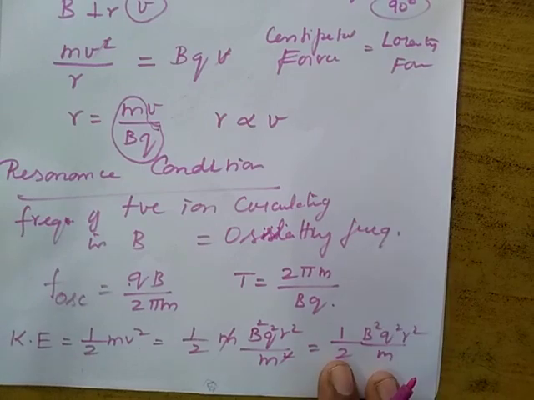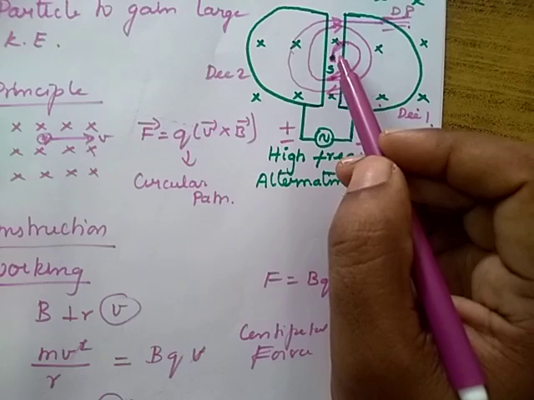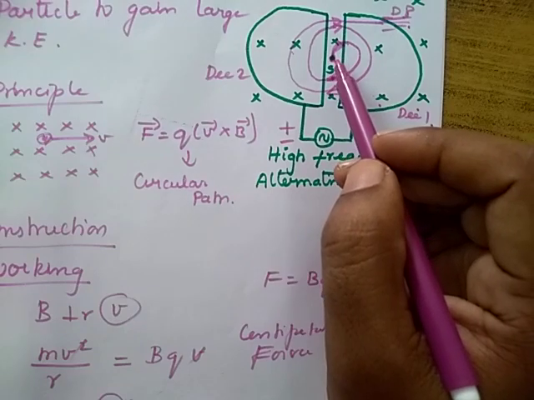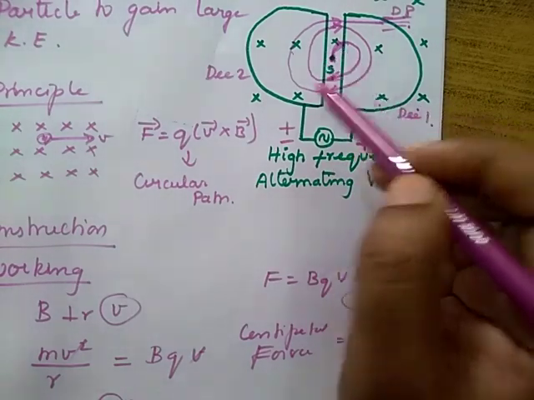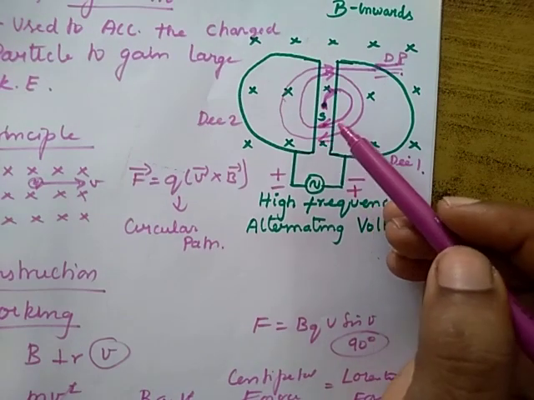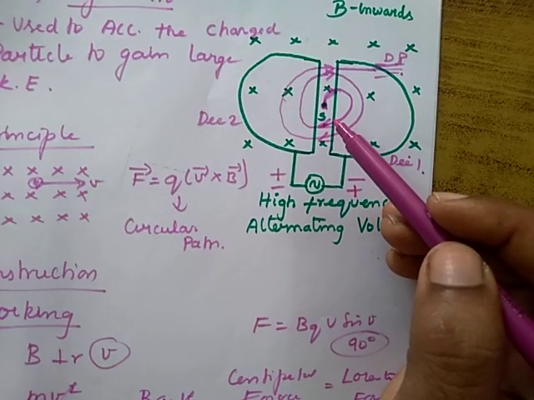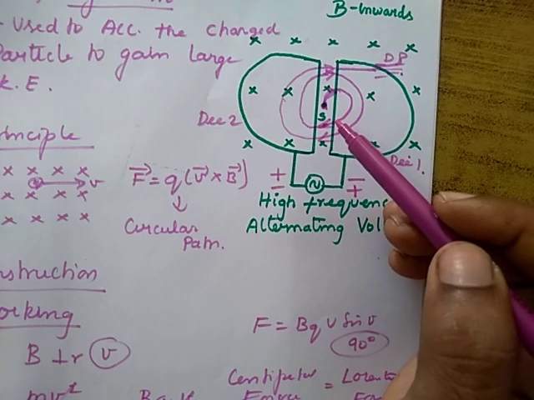Here some limitations are there. The speed of the ions is limited. Then the electrons cannot be accelerated by the cyclotron. Also uncharged particles, that means neutrons, are also not accelerated by the cyclotron.